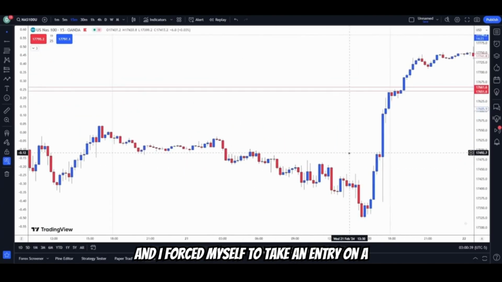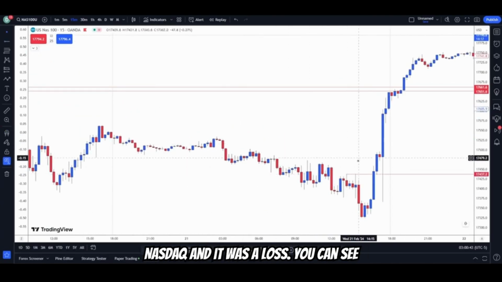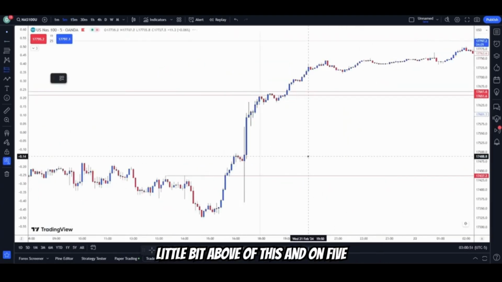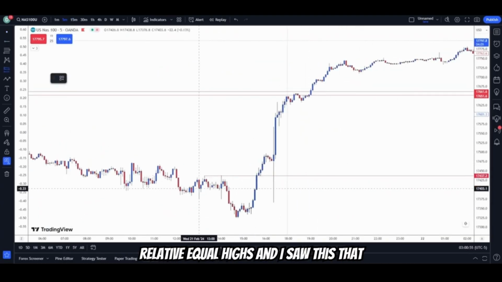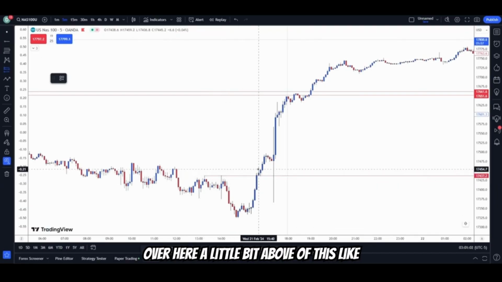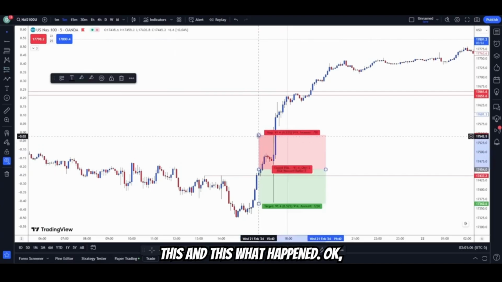But I tried to enter, and I forced myself to take an entry on the Nasdaq, and it was a loss. You can see this relative equal highs, right? I took a sell a little bit above of this, on 5 minute time frame. So I saw these two relative equal highs, and I saw that this is a high low, right? So I thought there will be a sell side liquidity, so I placed my sell limit right over here, a little bit above of this, like this, and this is what happened.